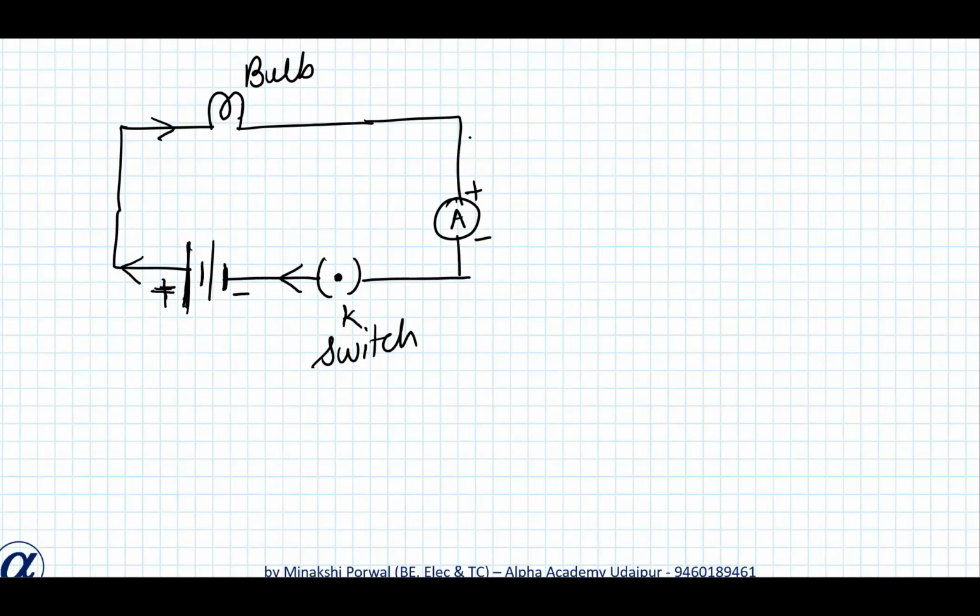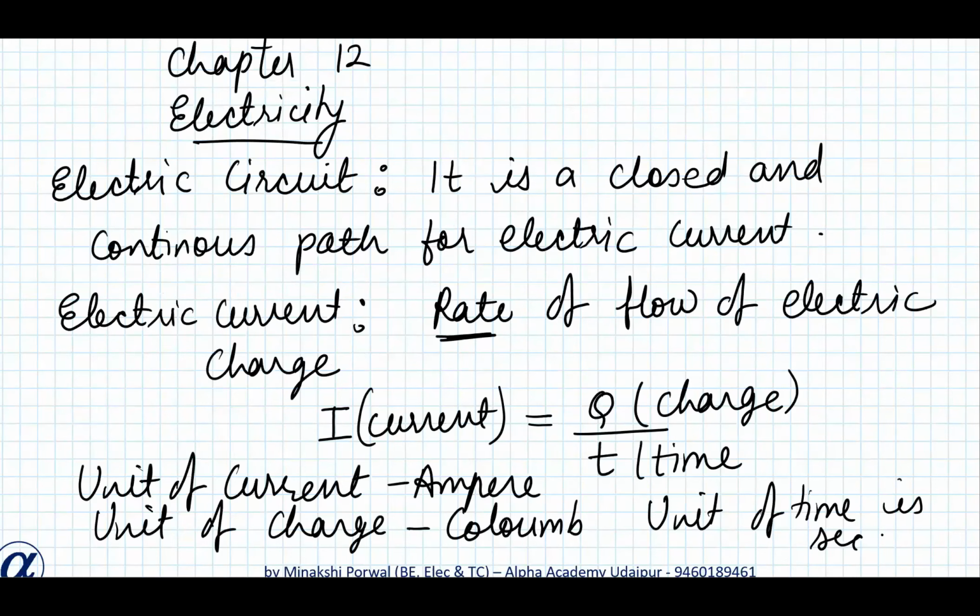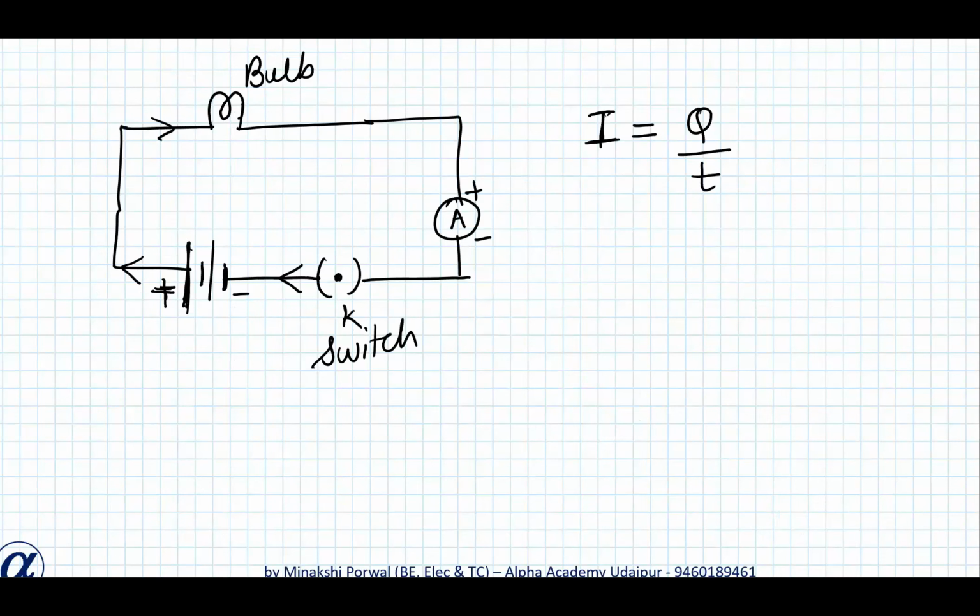Now, electric charge. We have seen I equals Q upon T, where I is the symbol of current, Q is charge, and T is time. Unit of current is ampere, unit of charge is coulomb, and unit of time is seconds.